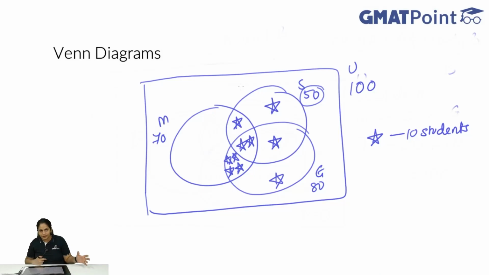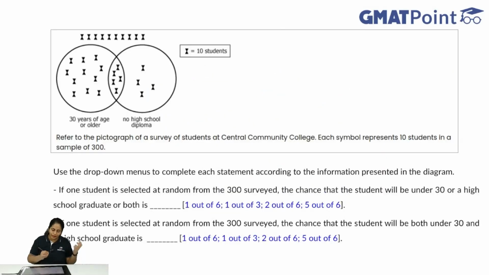You can get plain Venn diagrams that I have explained earlier, or you can get the Venn diagrams of this type in GMAT. So this is the only thing that you should remember. Plain simple Venn diagrams have to be solved, and using that you have to answer the questions. So let's take a look at a simple question based on Venn diagrams.